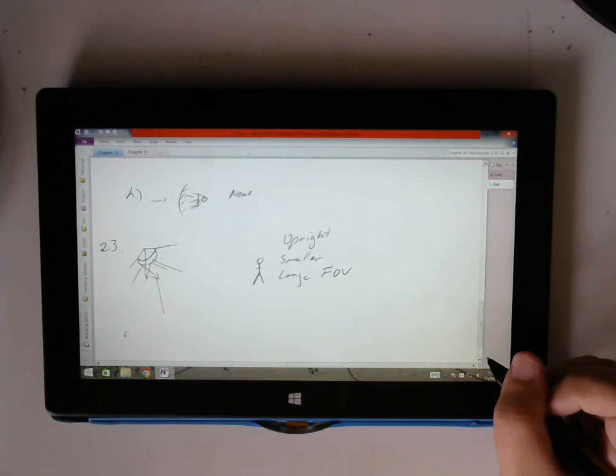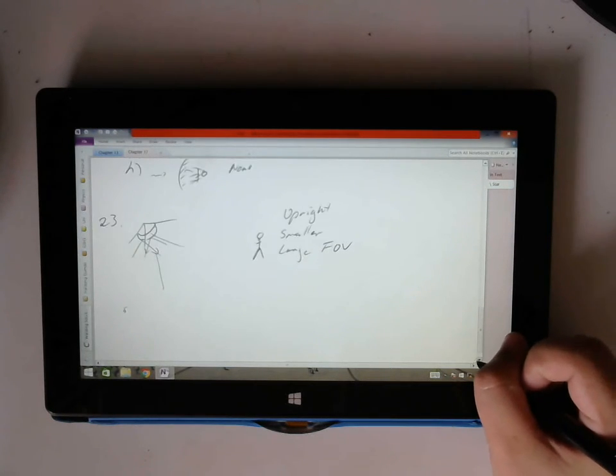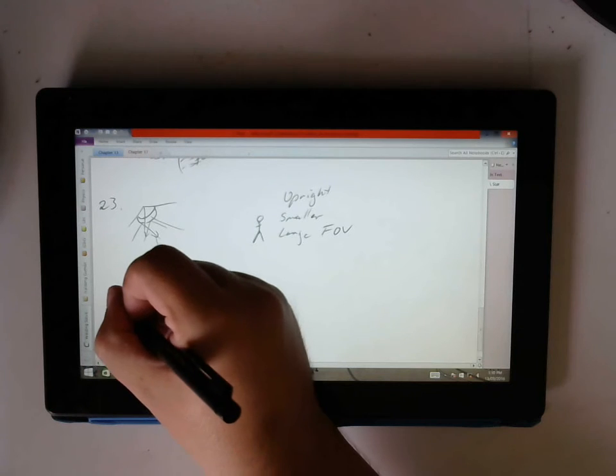Let's hit 25 quickly as well while we're at it. 25.